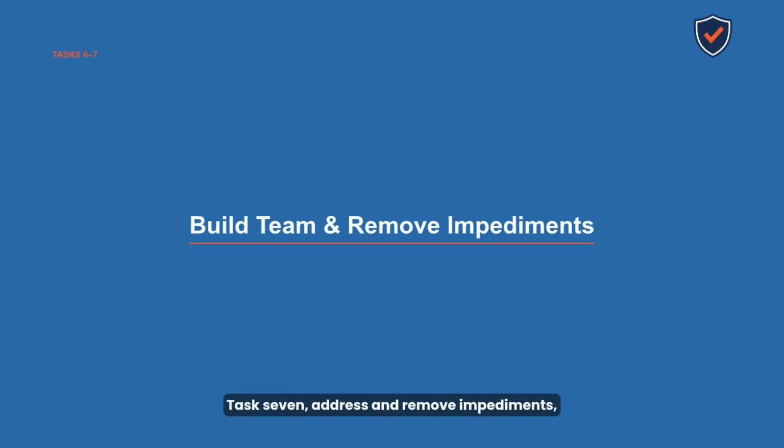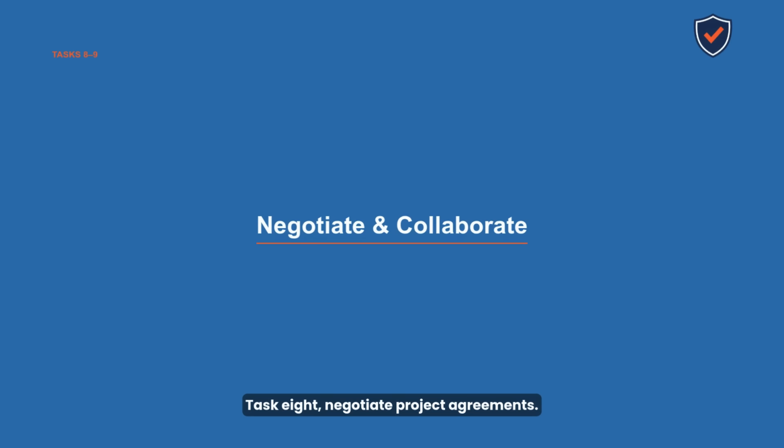Task 7, Address and remove impediments, obstacles, and blockers. This is one of the core responsibilities of a servant leader. You identify what is blocking the team, prioritize the most critical blockers, use your network and authority to remove them, and reassess continuously. On the exam, if the team is blocked, your job is to unblock them, not to do their work for them.